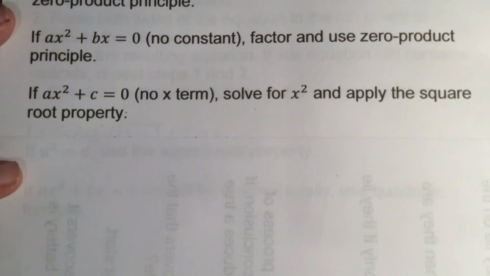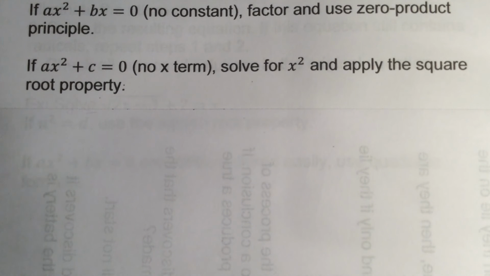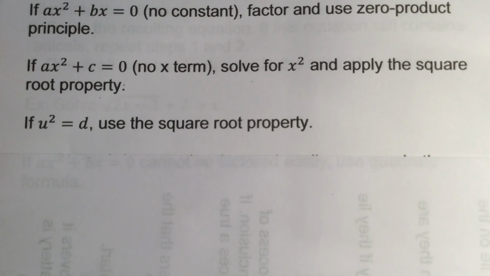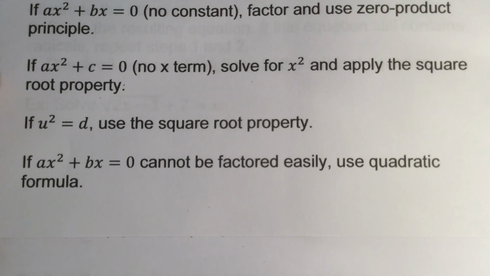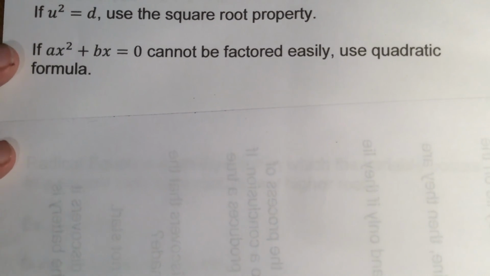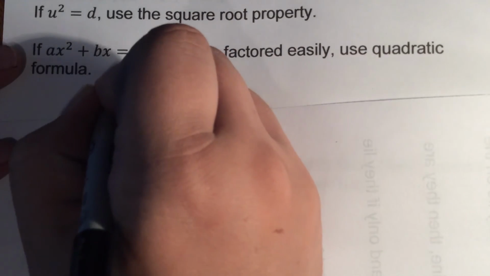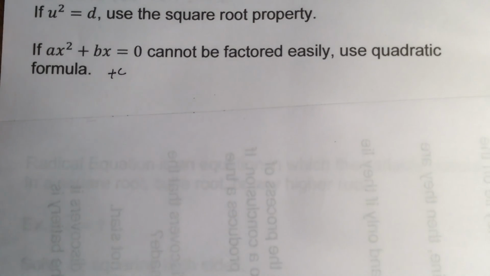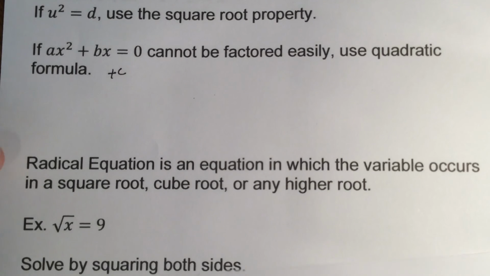If it's in the form of ax squared plus c, where we have no middle term, do your square root property. So add or subtract the c, whatever it is, to the other side, square root it, and get your answer. Same thing here. If it's in this form, we have something squared equals a constant, square root property. If it can't be factored easily, you can do the quadratic formula. And that's whether it's just in this way, or if it has the c and it's not factored easily. So if you can't factor it easily, use the quadratic formula.